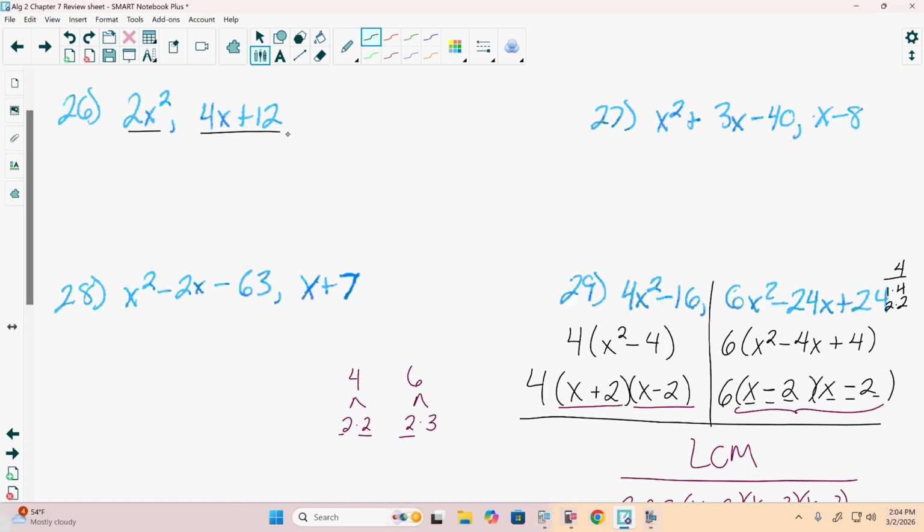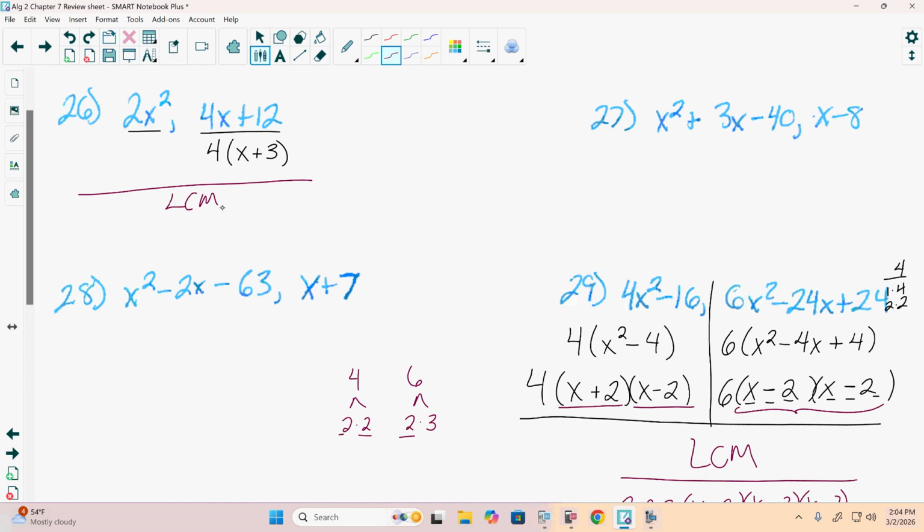We want to factor both of these as far as possible. Now 2x squared is simplified as you get it. It's a single term. Nothing we can do to it. 4x plus 12. First thing we look for is the greatest common factor. And the greatest common factor between 4 and 12 is 4. We factor it out, giving us 4 times x plus 3. Now that expression is factored as far as possible.